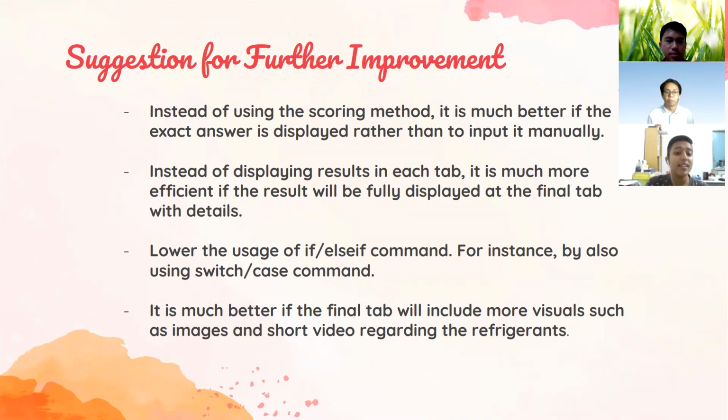And next, instead of displaying results in each tab, it is much more efficient if the result will be fully displayed at the final tab. So we really feel that instead of just seeing results in each and every tab, the results should be appearing in the last tab, the final tab, where it will be showing the best refrigerants. And in this, instead of executing one by one of the tab of the boxes, which we really don't feel that it is important, the result should be popped up at the end or the last tab. And next, I'll be passing it to Sofwan for further information.